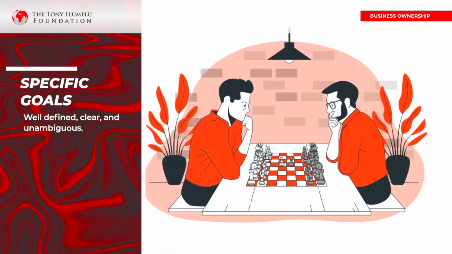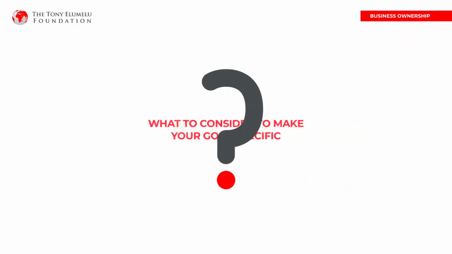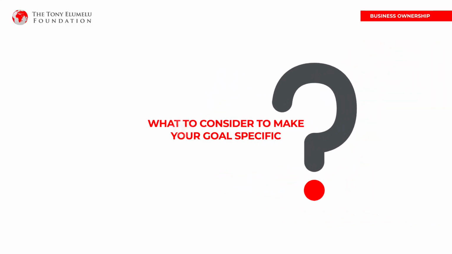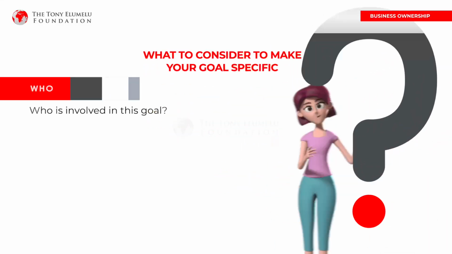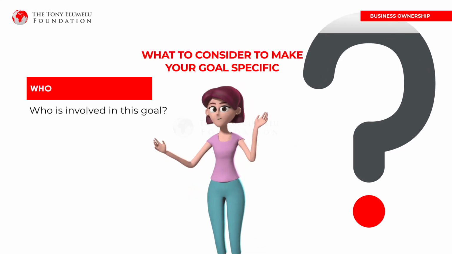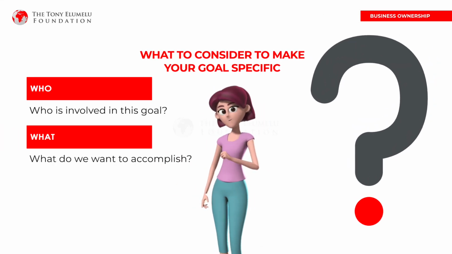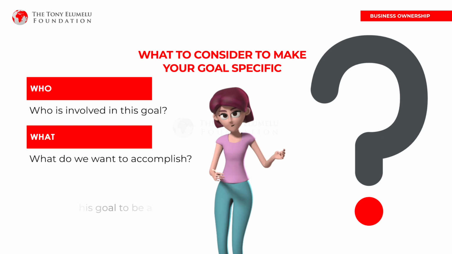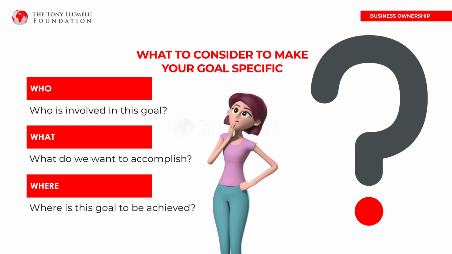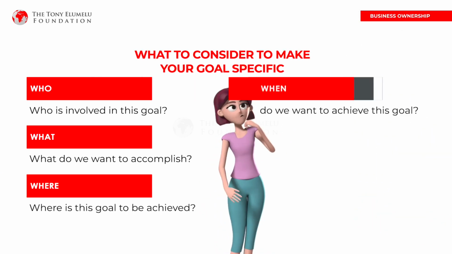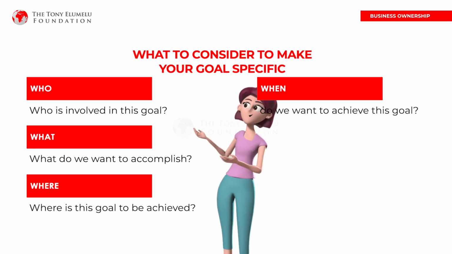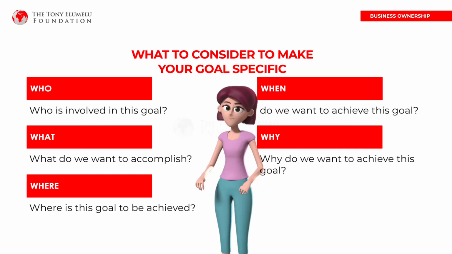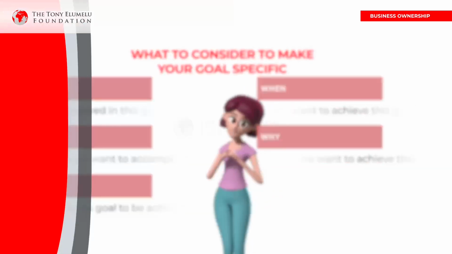Specific goals: well-defined, clear, and unambiguous. A few questions to consider to make your goals specific include: Who? Who is involved in this goal? What? What do we want to accomplish? Where? Where is the goal to be achieved? When? When do we want to achieve this goal? Why? Why do we want to achieve this goal?